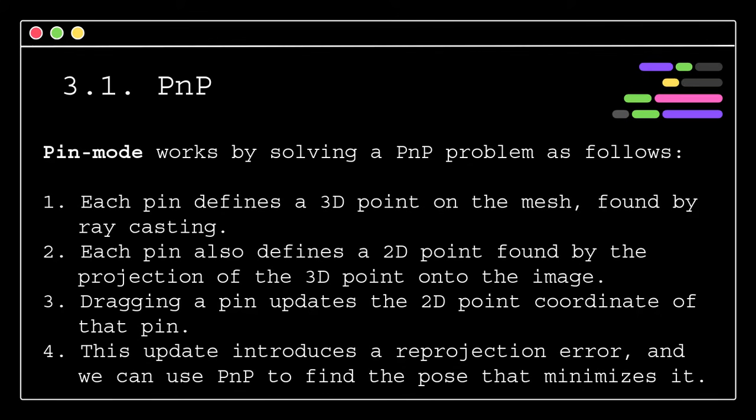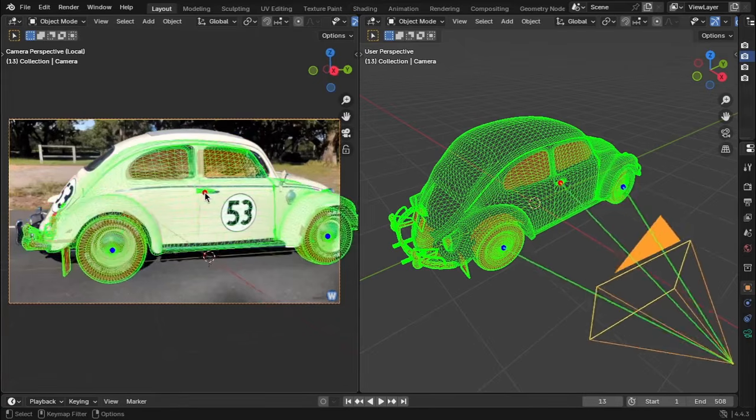Now remember PIN mode? It's essentially an interactive way to define PnP problems. Each pin corresponds to a 3D point on the mesh, which we get through ray casting. That 3D point is then projected into the image to get a 2D point. When you drag a pin, you are changing its 2D position, which introduces a reprojection error. We can then solve a PnP problem to update the object's or camera's pose so that the new 2D point lines up better. Here is what that looks like in practice.